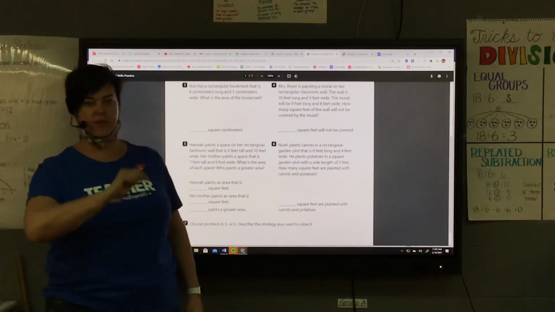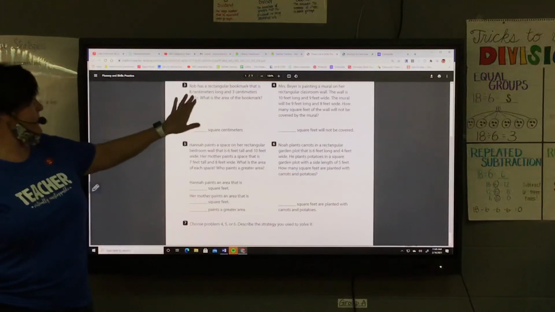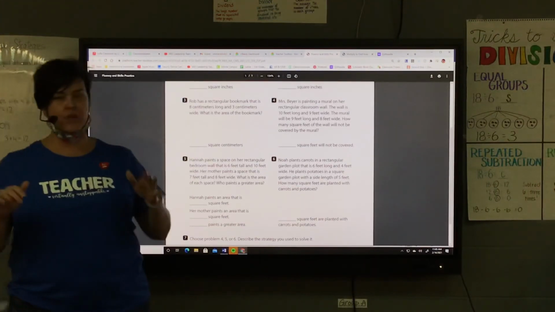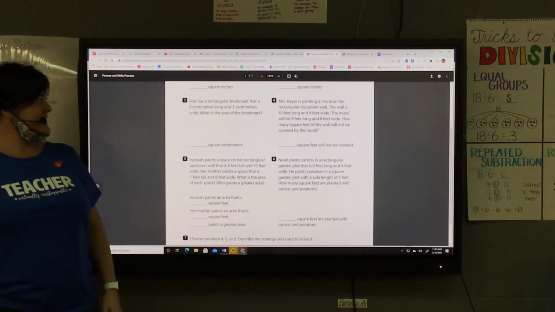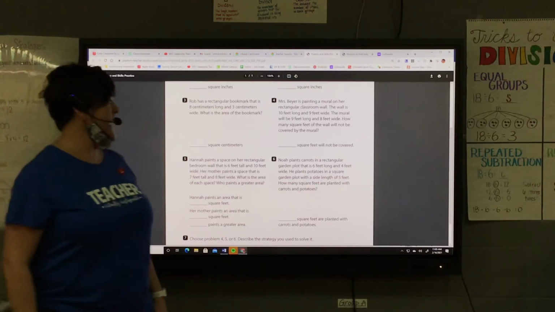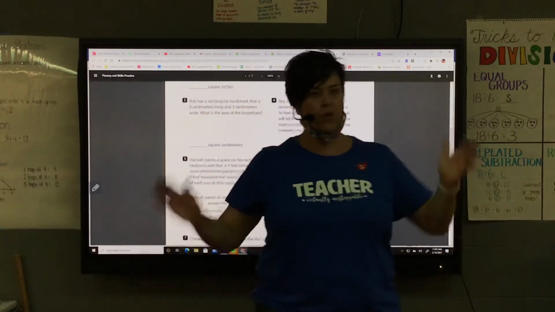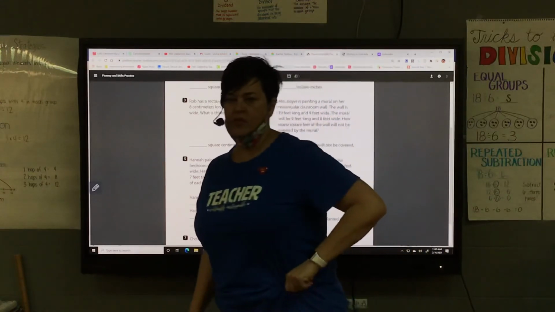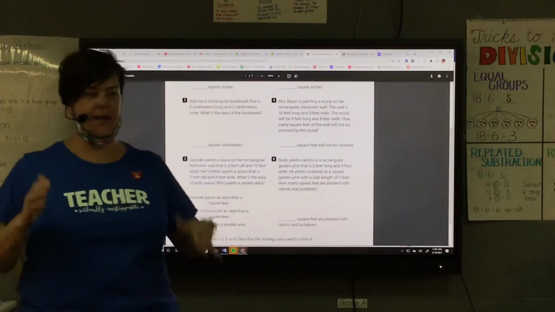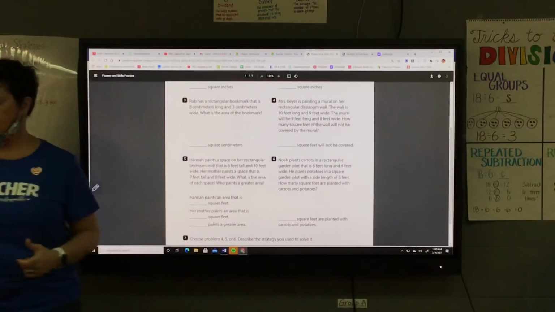3, point to 3. Rob has a rectangular bookmark that is 8 centimeters long and 3 centimeters wide. What is the area of the bookmark? Write the equation. Don't solve it, just set your pencil down once you have that part of it written.